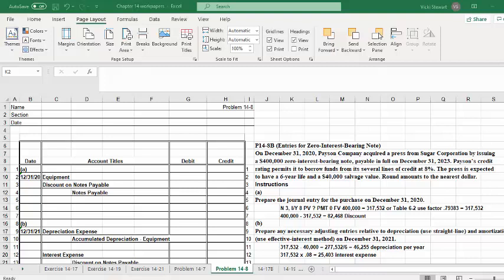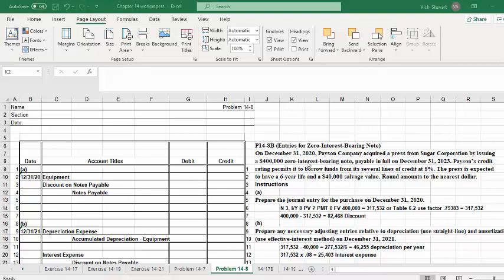Payson's credit rating permits it to borrow funds from its several lines of credit at 8%. The press is expected to have a 6-year life and a $40,000 salvage value. The instructions state in Part A to prepare the journal entry for the purchase on December 31st, 2020.